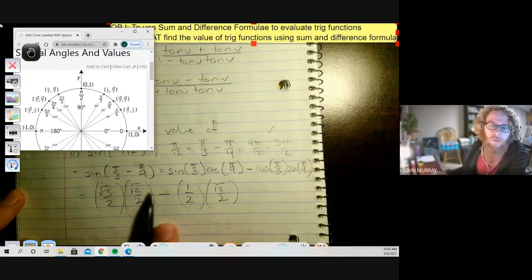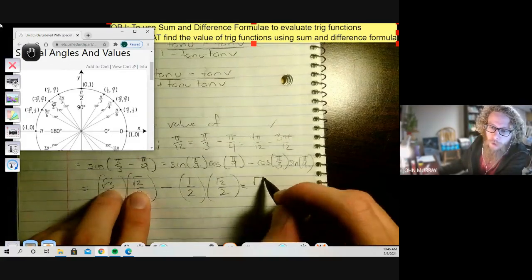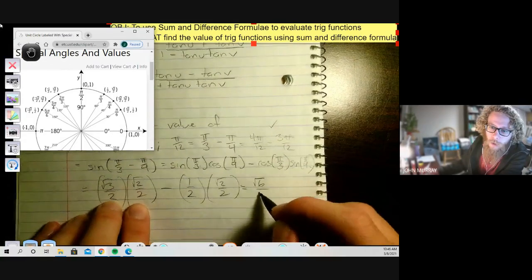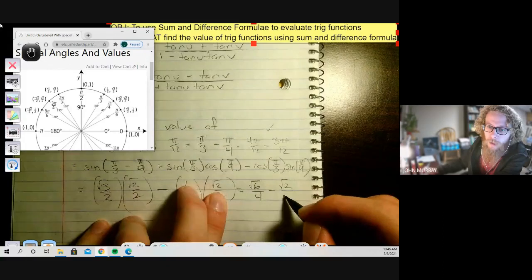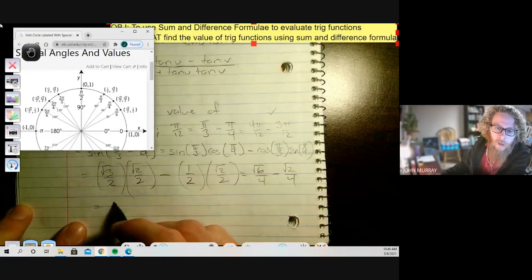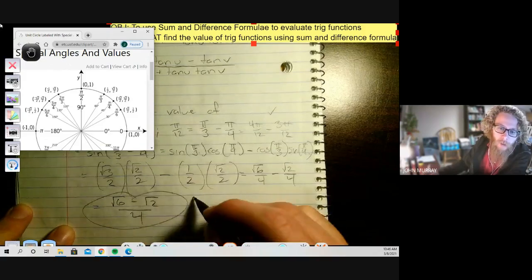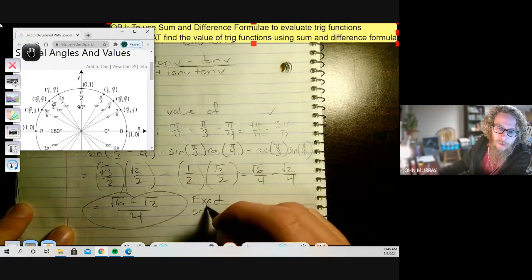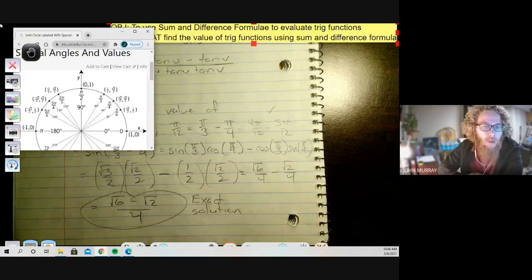Right, so I'm going to work with each one of these separately. PEMDAS, right? Multiplication first. Root 3 times root 2 gives me root 6. 2 times 2 gives me 4. Minus 1 times root 2, which is root 2. 2 times 2 is 4. They already have a common denominator. And this is my final exact solution. And we're going to leave it just like that. Okay, again, I don't want a decimal. That's as simplified as we're going to get. And it's as precise as we're going to get.